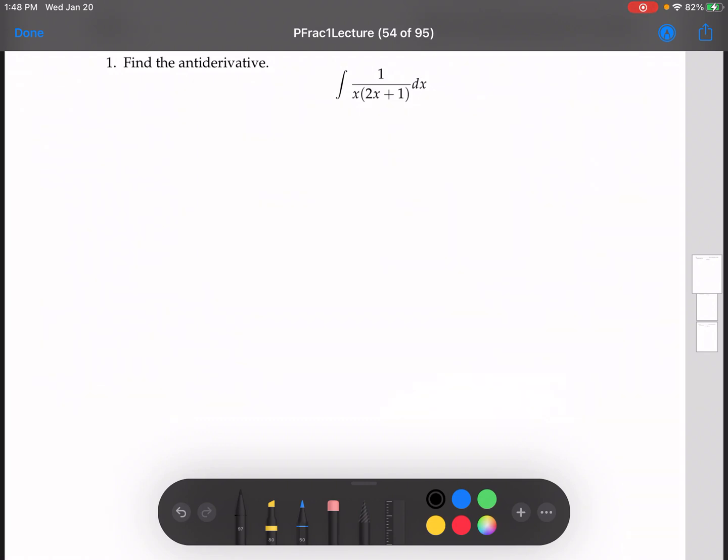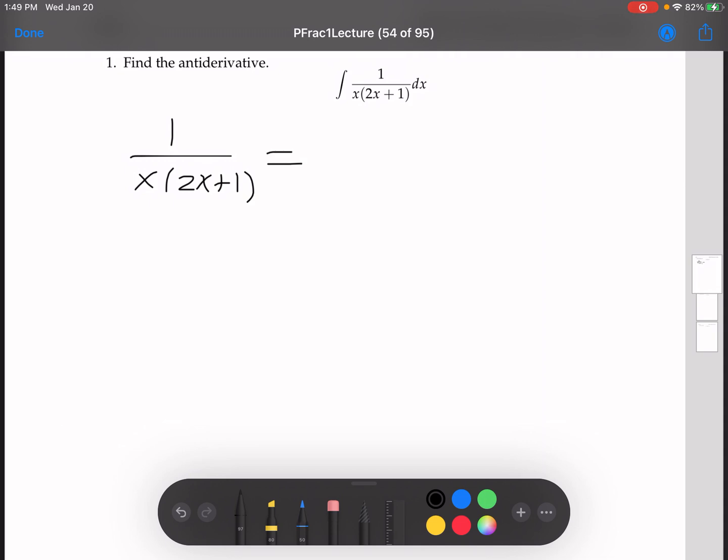To solve this integral, we're going to use partial fraction decomposition. Partial fraction decomposition is an algebraic tool that we'll use to transform this integral into something that's easier to solve. All right, so the setup for partial fraction decomposition is we write the thing under the integrand. So here I have 1 over x times 2x plus 1.